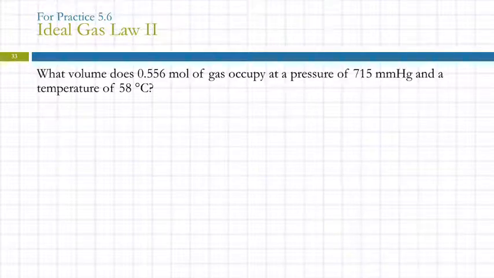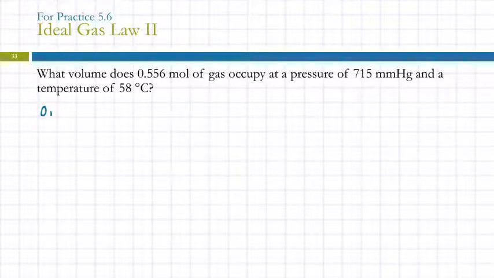Let's do another one. What volume does 0.556 moles of gas occupy at a pressure of 715 millimeters of mercury and a temperature of 58 degrees Celsius? So we could make a table. As we read through this, we could also recognize nothing's changing. I've just got one n, one P, one T. They're asking me for V. This is going to be an ideal gas law problem. So I'm still going to take these numbers out and identify what they are, but I'm not necessarily going to make a table. You can, but I'm not going to this time.